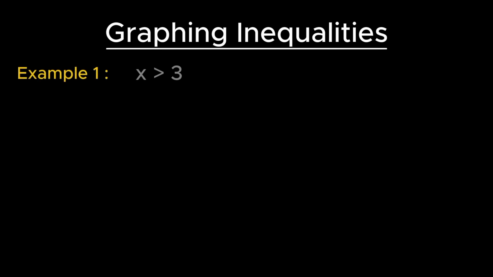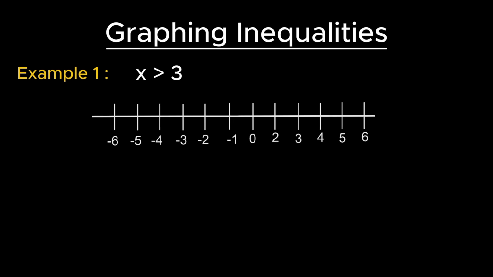Example 1. x > 3. This means x can be any number greater than 3. Since 3 is not included, we draw an open circle at 3, and because the values are greater than 3, we draw the arrow to the right.